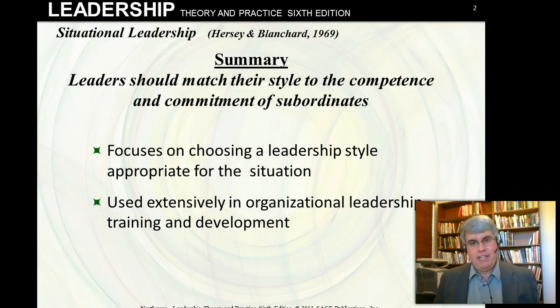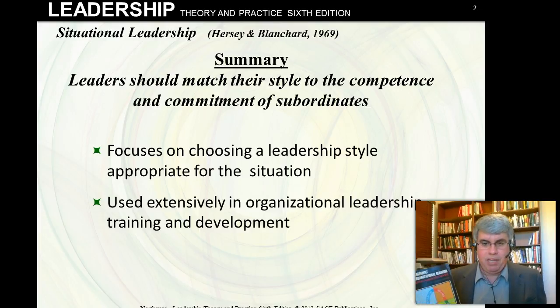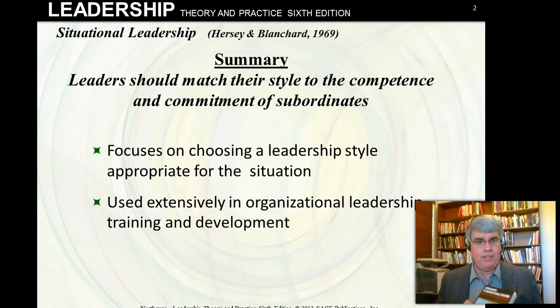But something interesting is if you had taken this course in leadership back in the 1980s or the 1990s, situational leadership would most likely have been portrayed as the very best model of leadership that there was. I took a leadership course around 1990 or so, and here's my textbook, Management of Organizational Behavior by Hersey and Blanchard. They're the ones that developed situational leadership.